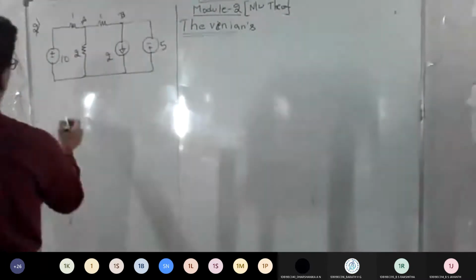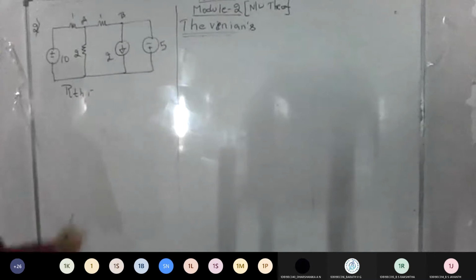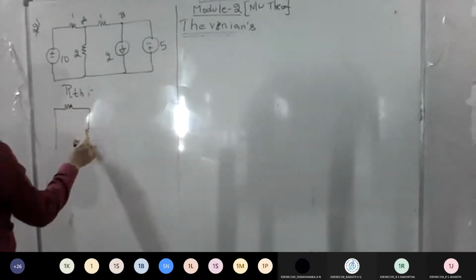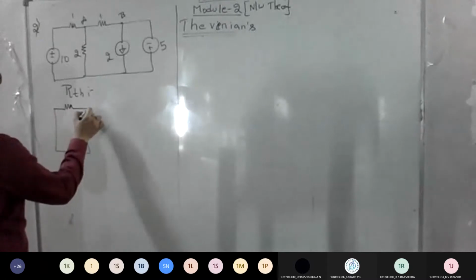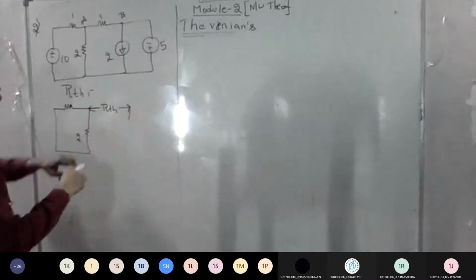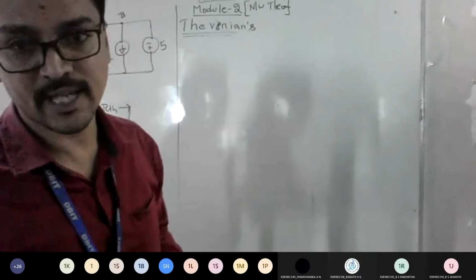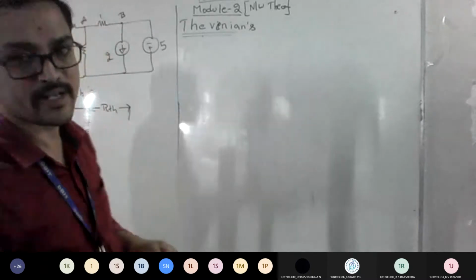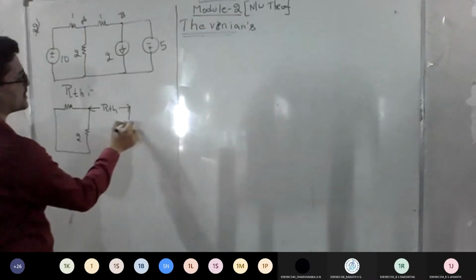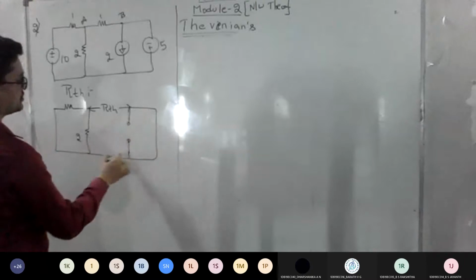So stick to the procedure. You have to find your RTH now. To find RTH, what does the logic say? I'm going to short the voltage source and open the current source. Now where is the load? The load is across AB, correct? That is what they asked: find the current across AB. So you have to eliminate the load for RTH, so this becomes an open path and this becomes a short circuit.